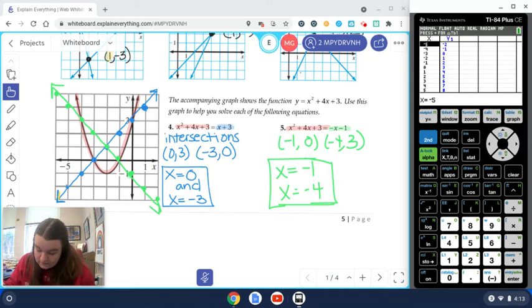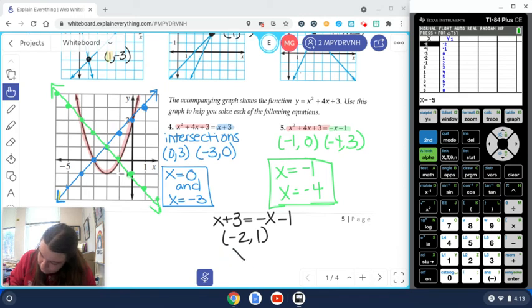Now they didn't ask us where the two lines are equal to one another, x plus 3 equals -x minus 1. They did not ask us that, but we can see here that they intersect at the point (-2, 1). So that means my solution, if I were to solve this, would be x equals -2. But again, that's an equation that you can solve pretty easily. All right, I'm going to move on to the next page.